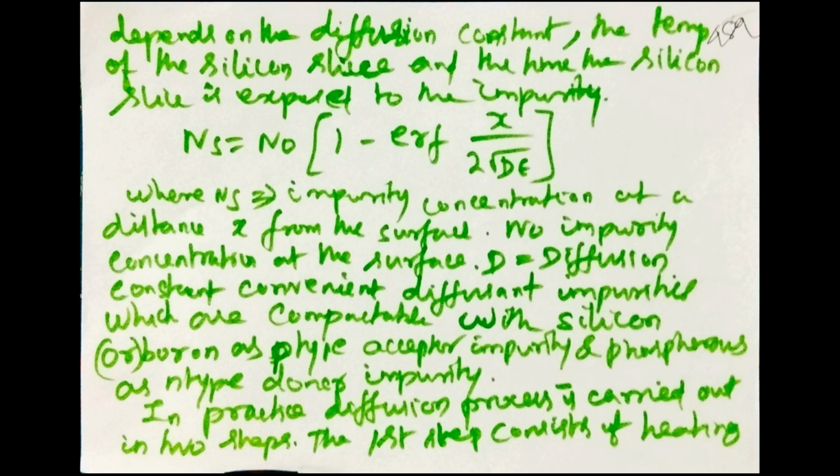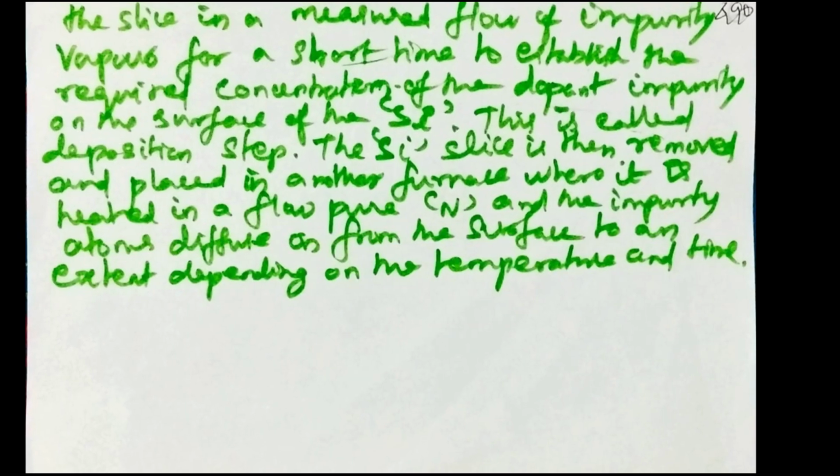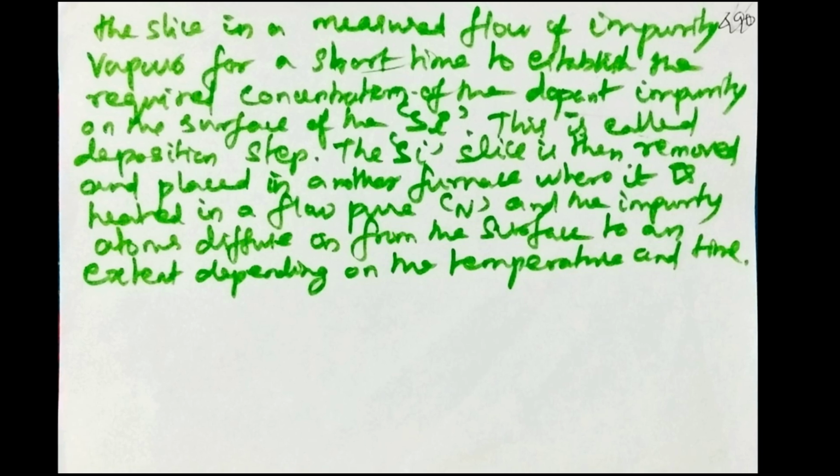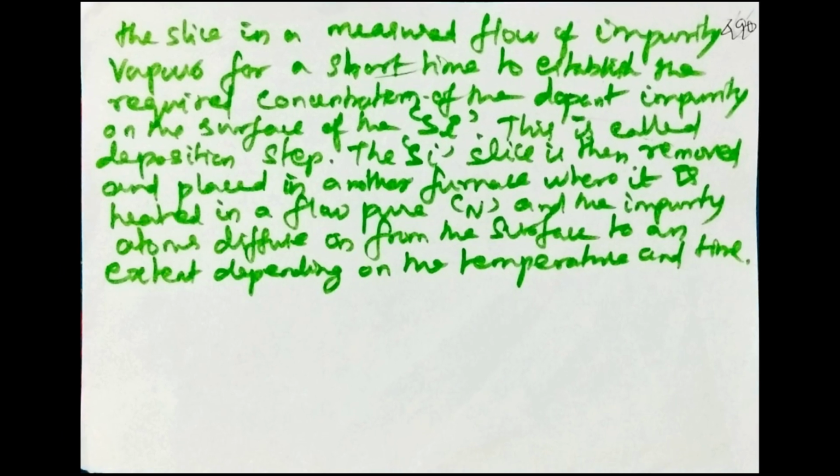In practice, the diffusion process is carried out in two steps. The first step consists of heating the slice in a measured flow of impurity vapor for a short time to establish the required concentration of the dopant impurity on the surface of the silicon. This is called the deposition step. The silicon slice is then removed and placed in another furnace where it is heated in a flow of pure N, and the impurity atoms diffuse in from the surface to an extent depending on the temperature and time.